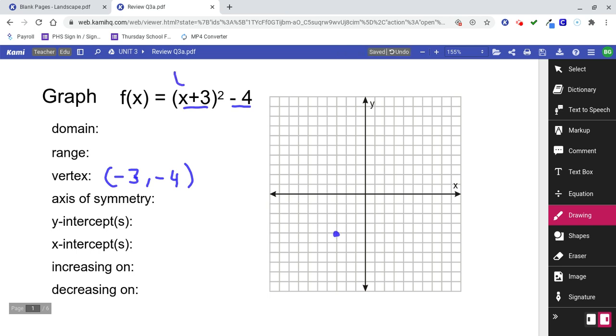Now, I know it opens up, and I like to use the 1, 3, 5 pattern. If you don't know the 1, 3, 5 pattern, then you're going to have to make a table and start plugging junk in. And you can do that. Just plug numbers in. But I know that this thing has a special pattern because it's a parabola. I'm going to go up 1, and then up 3, and up 5, and shoot my parabola through.